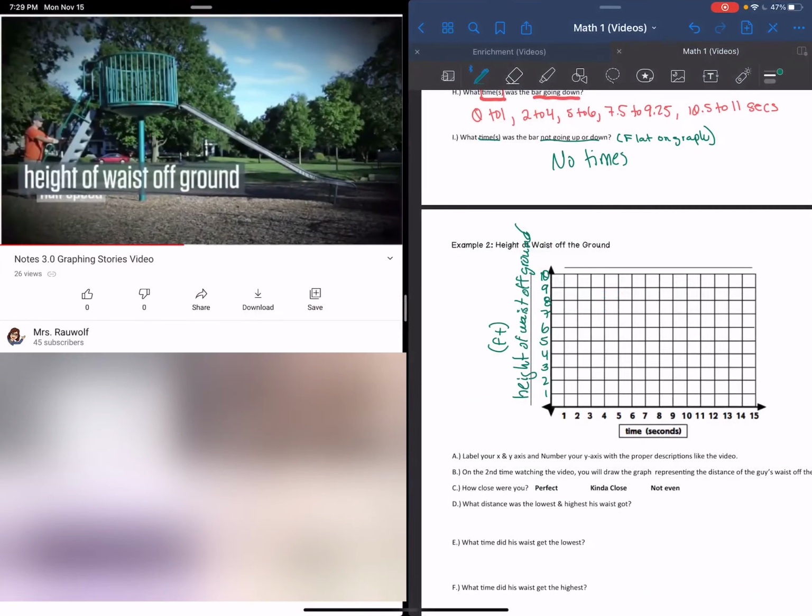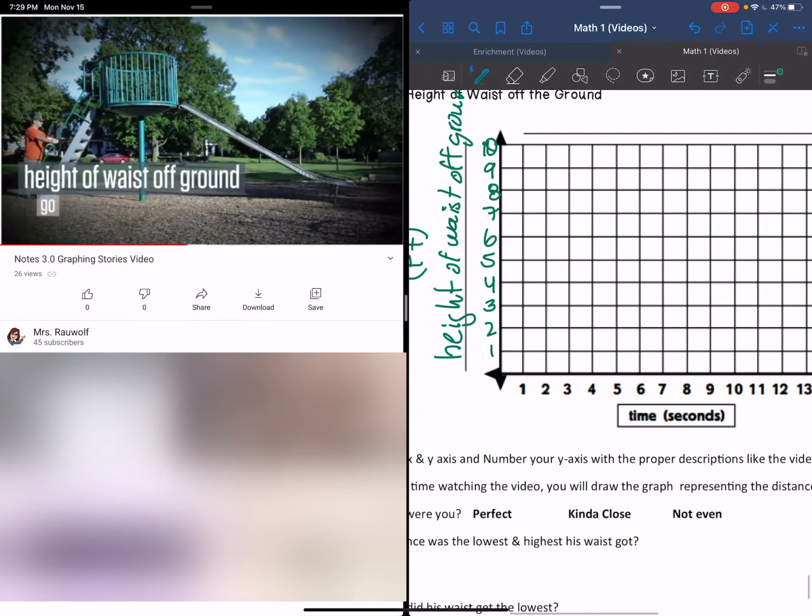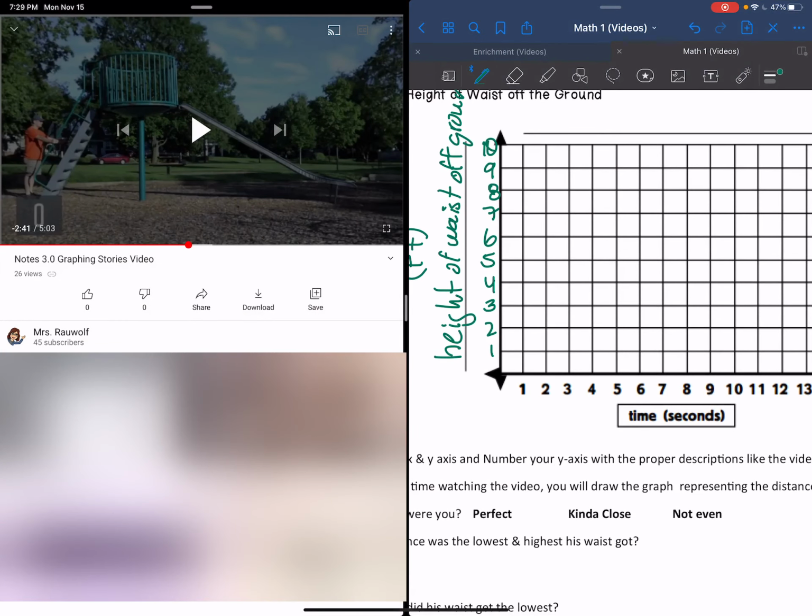All right, now we're going to watch it again at half speed. And again, we're focusing on his waist, okay? So your waist is where your hips are. So how far are his hips off of the ground where the wood chips are?